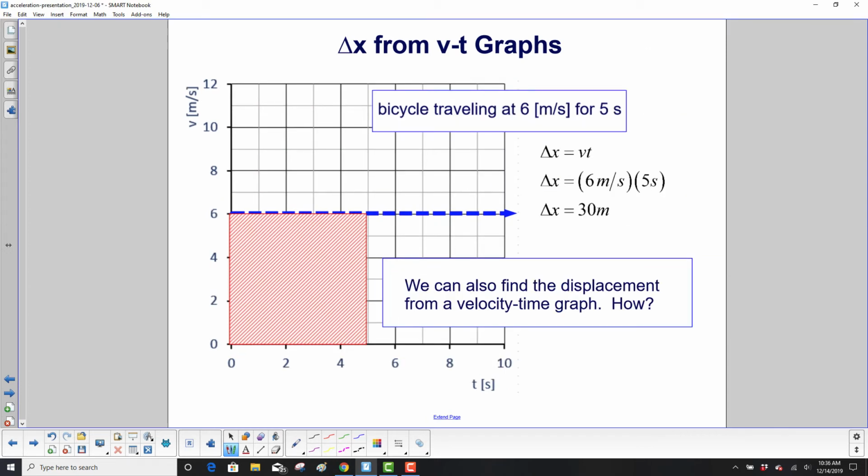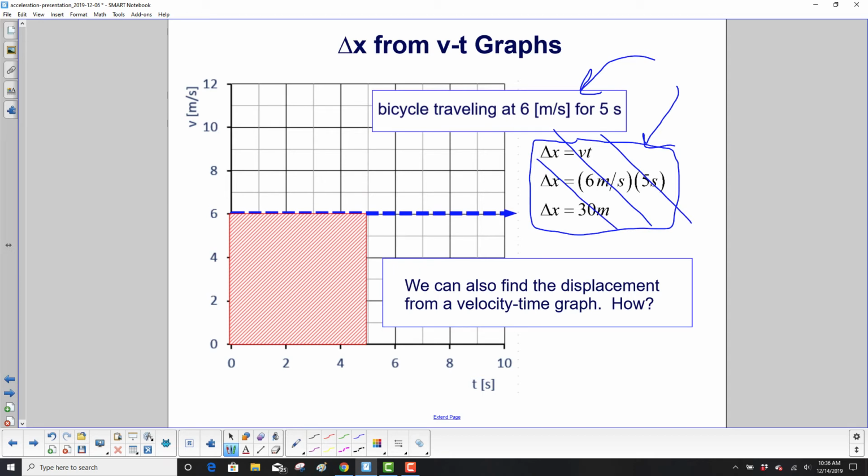Looks like I got a little ahead of these slides here, but let's go over them now as a nice review. We have a bicycle traveling at 6 meters per second for 5 seconds. We use the equation for the average velocity rearranged to solve for displacement. We put the numbers in, 6 meters per second times 5 seconds, and we get 30 meters. We can also find that displacement without using this equation. We're not going to use it.